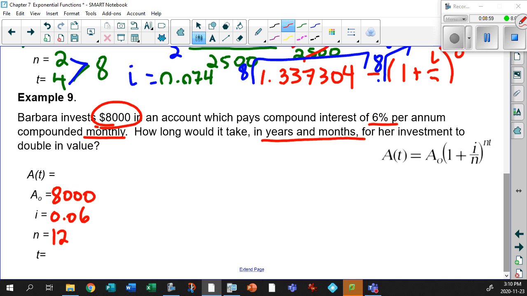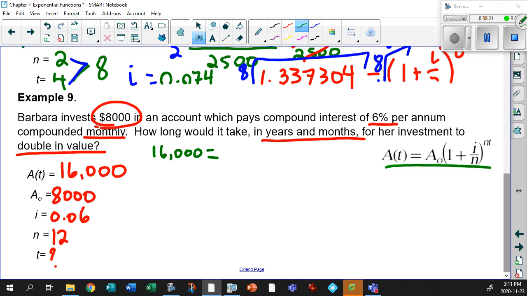Okay, how long would it take in years and months? So we're looking at time. We don't know our time, so that she can make double the value. Well, think about this. Double the value is 16,000 bucks. She wants to double her investment. How long does she have to invest it for? That's the question. Well, that's pretty easy. Let's just figure out the formula. There it is. So there's 16,000 then, right? Your initial investment is 8,000, right?